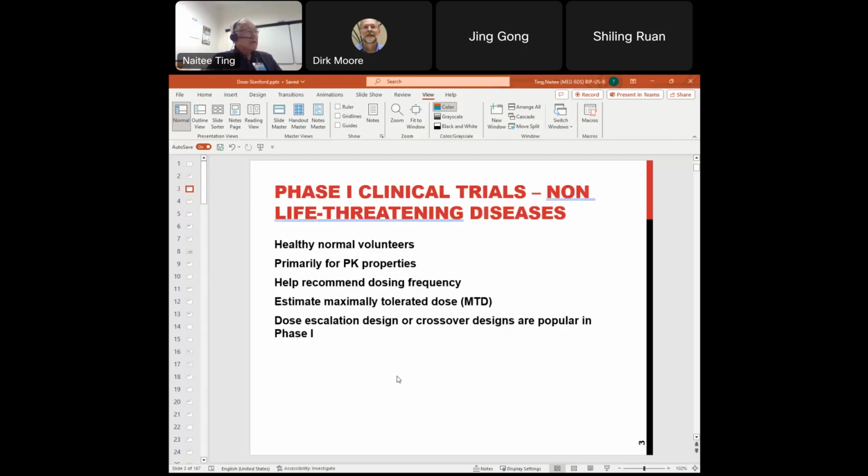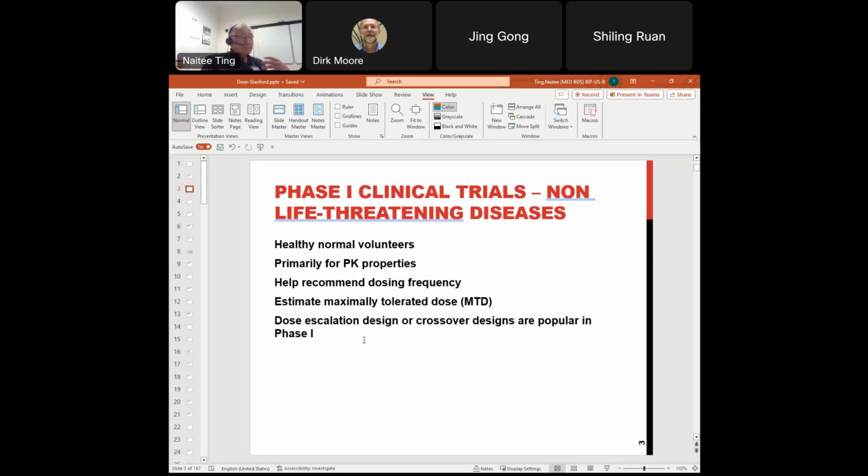All right. So I mentioned chronic diseases, so we use healthy volunteers. For non-life-threatening diseases, you start with healthy normal volunteers, and you're looking at PK properties, being pharmacokinetics. What does the body do to the study drug? And help recommend dosing frequency and try to escalate the doses up to maximum tolerable dose. Dose escalation design or crossover design are popular in phase one.